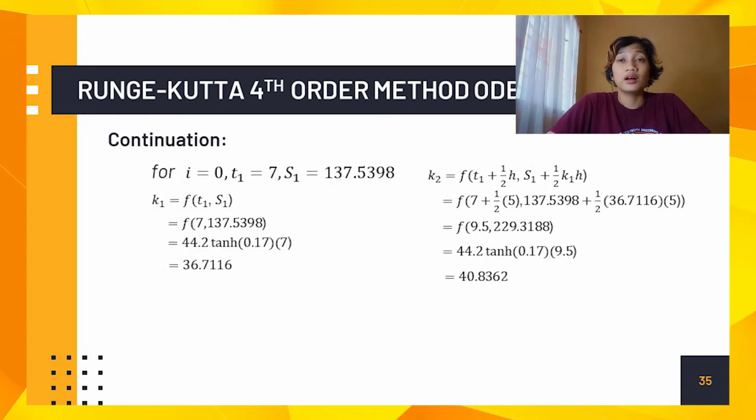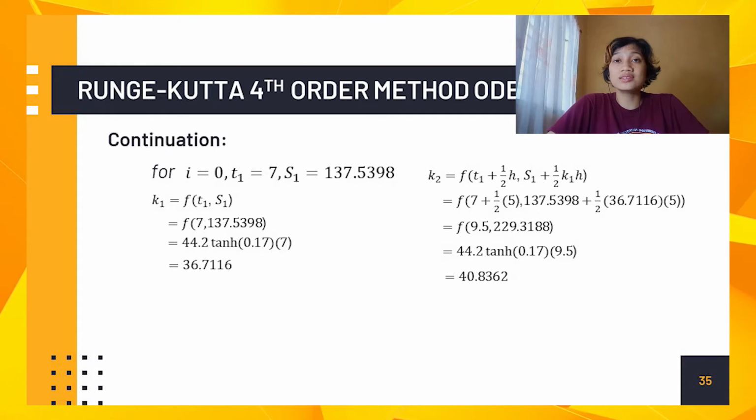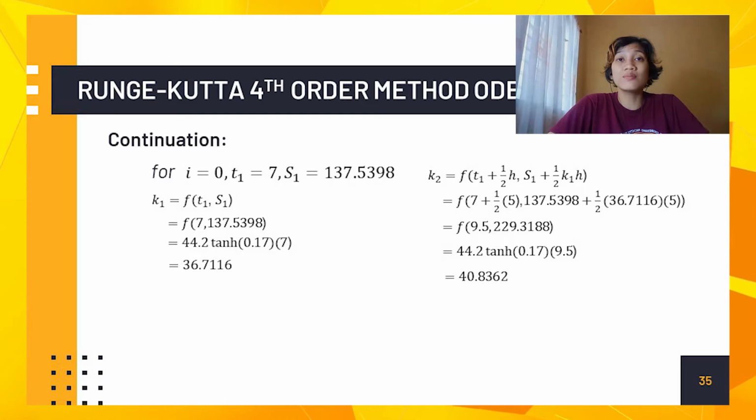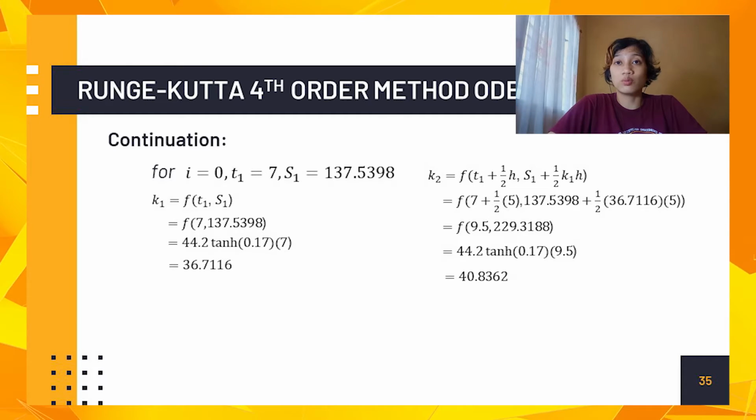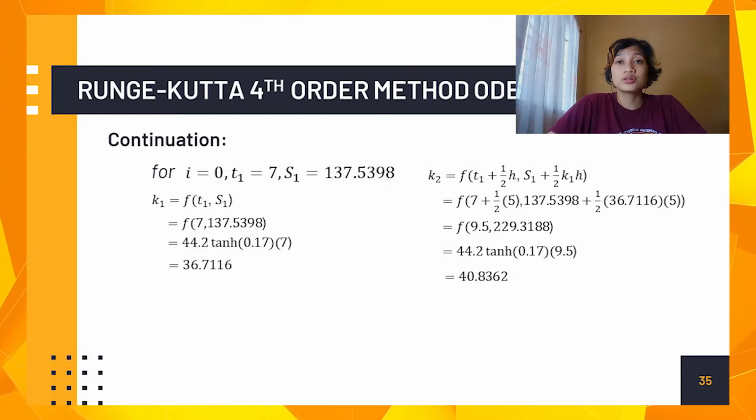For the next step, for i equals 0, t sub 1 is equal to 7, and s sub 1 is equal to 137.5398. Just repeat the steps for calculating k1, k2, k3, and k4, but instead of using t sub 0 and s sub 0, we're going to use t sub 1 and s sub 1.